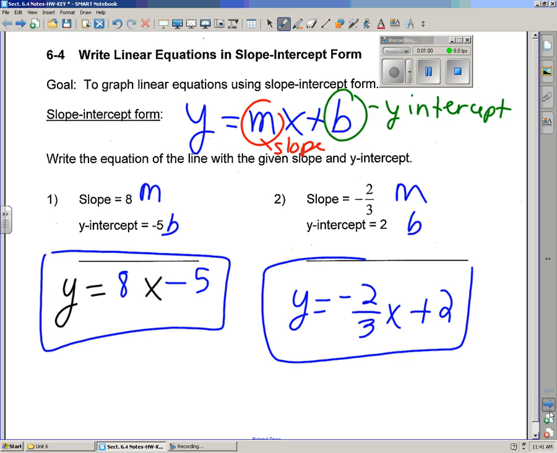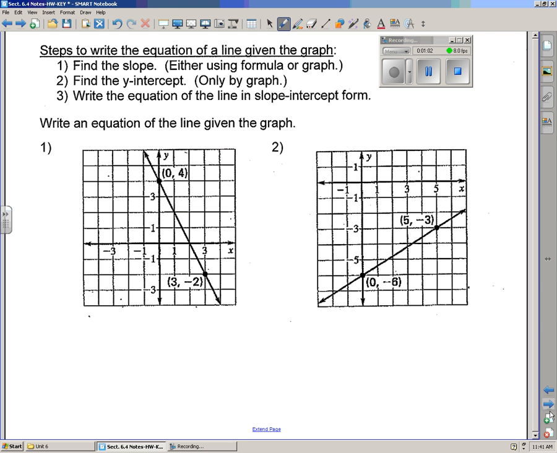You should also be able to find the equation of a line if you're given a graph. So what you want to do is find the slope. You can either use the slope formula or you can use the graph and trace your path up and over. You want to find the y-intercept, and that can only be done on the graph. And then you write your equation in slope-intercept form. So if I take a look at my slope, I know my slope is negative for this first line. I can see that from left to right, I would go down and over. So all that you need to do is find that slope by counting down and over.